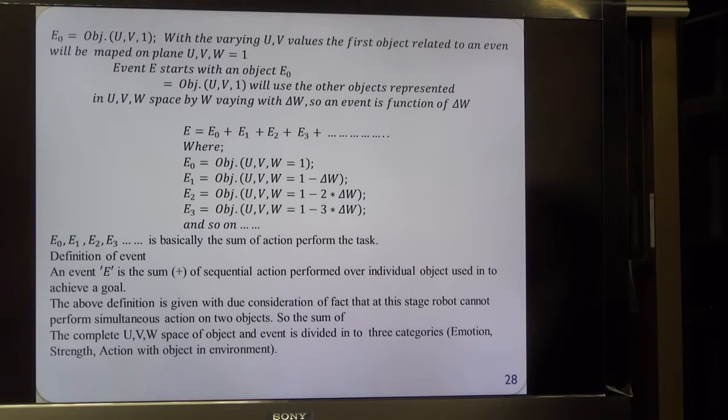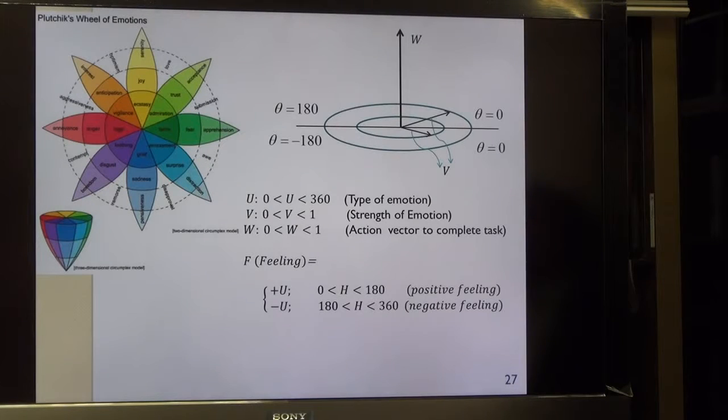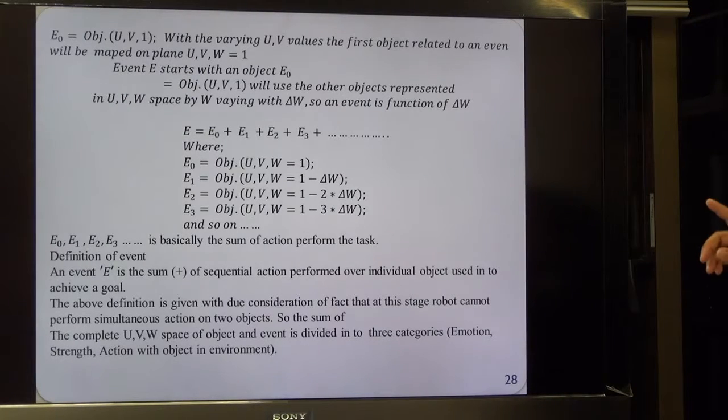So the small actions collaboratively will be an event. An event is the sum of small actions. Those small actions are E1, E2 and E3. And I said earlier that there is a third dimension, that is the vector of the action. That third dimension, the vector of the action, defines E1, E2 and E3.